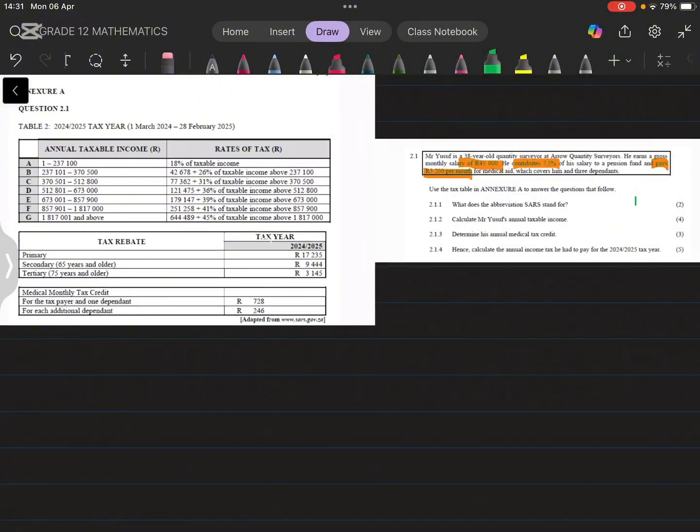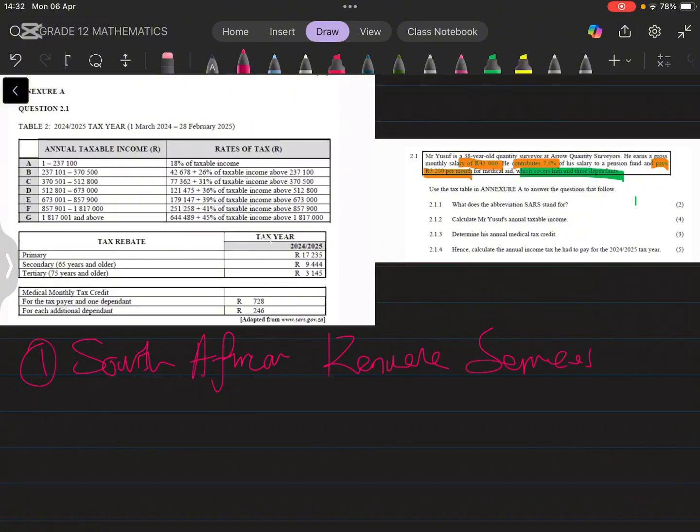Okay, so now when we continue with the statement, we find out that Mr. Yusuf has medical aid which covers him and 3 dependents. Now we're given an annexure A, and the first question, 2 marks: write down the abbreviation of SARS. What does SARS stand for? SARS stands for South African Revenue Service.